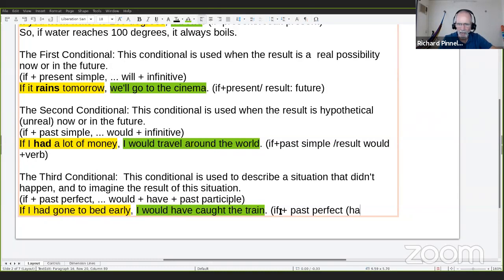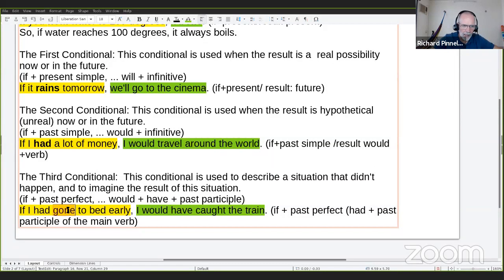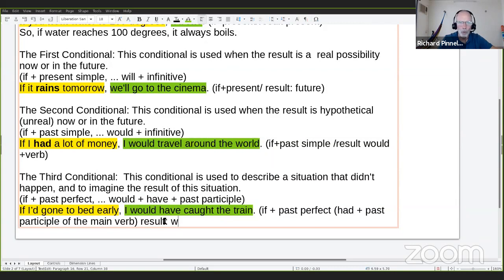Now the past perfect is formed with had plus the past participle of the main verb. So in this case, the main verb is go, and the past participle of go is gone. So we say, if I had gone to bed early, and this here can actually be contracted. And we'd say, if I'd gone to bed early, I would have caught. So the result part also is quite complicated, because we need to use would plus have plus past participle. So quite a complicated structure.